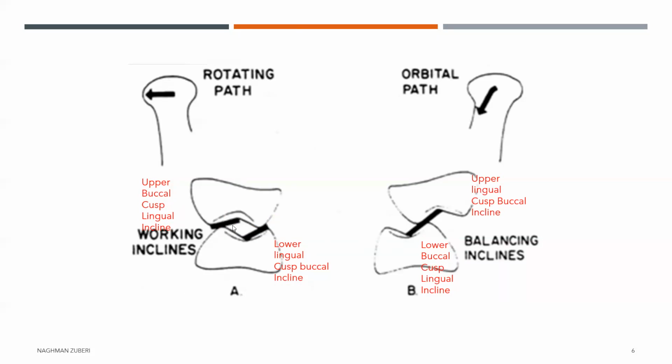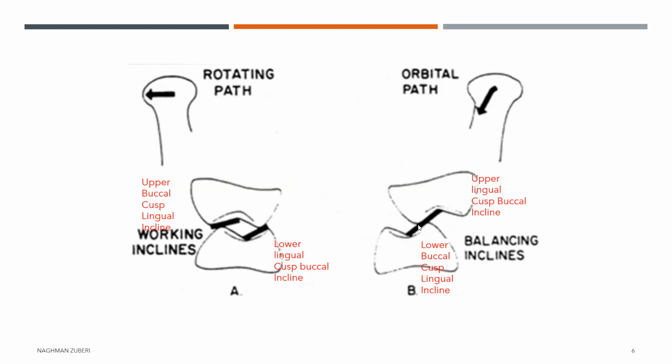The working side inclines, which we need to be addressing during any problem, are the upper buccal cusps' lingual inclines and the lower lingual cusps' buccal inclines. Whereas on the orbiting side, or orbiting condyle side, or the balancing side, the balancing inclines will be the upper lingual cusp. This is the lingual cusp of the balancing side. So lingual cusp's buccal incline. This is the lingual incline of the lingual cusp. This is the buccal incline of the lingual cusp. So upper lingual cusp buccal incline and lower.